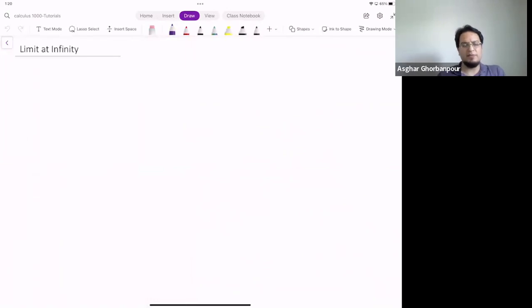Let us keep the limit at infinity for the next session because the time is up. But just know that limit at infinity is different from infinite limit. An infinite limit is that the values of the function go bigger and bigger as we approach a number. A limit at infinity is that as we go on the x-axis to infinity or minus infinity, the values of the function get closer to a number. So that's the difference. I will start next session, which is Thursday, with examples on limit at infinity and horizontal asymptotes.